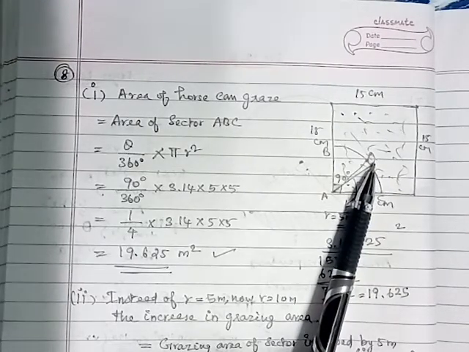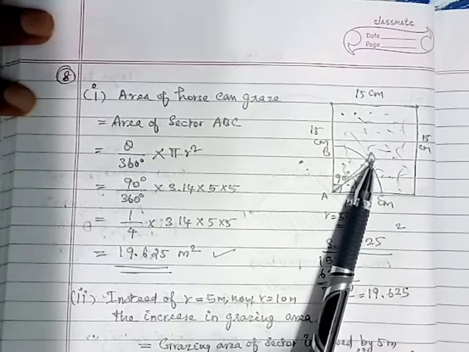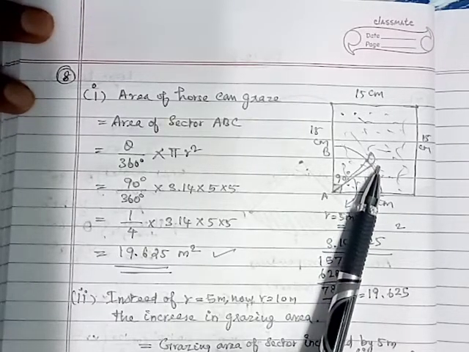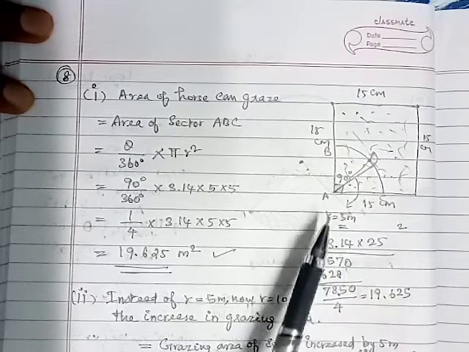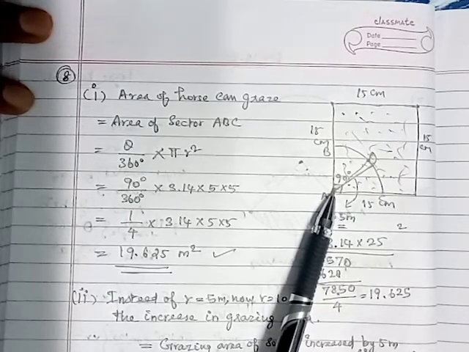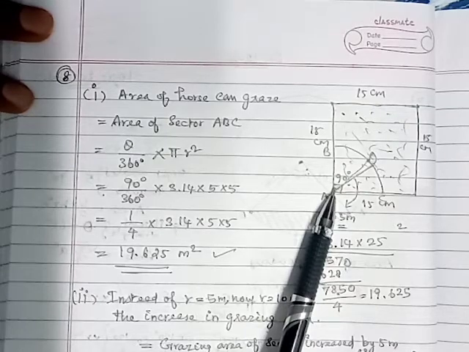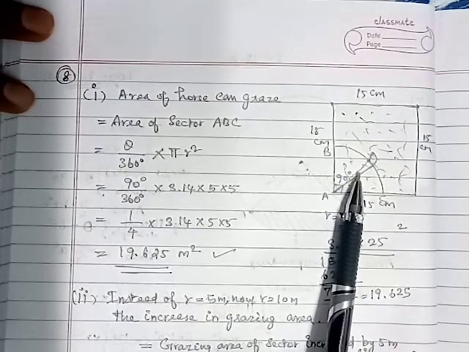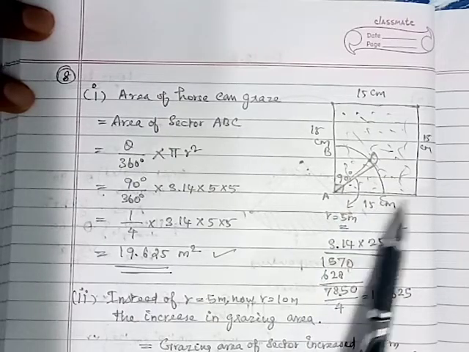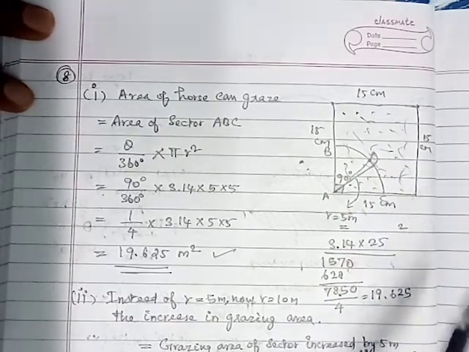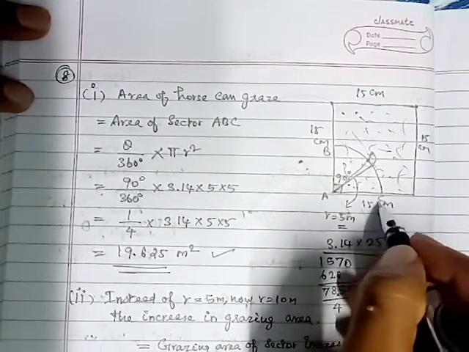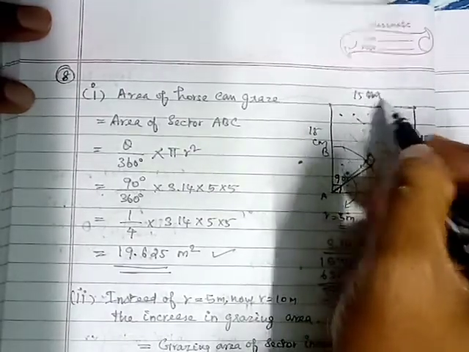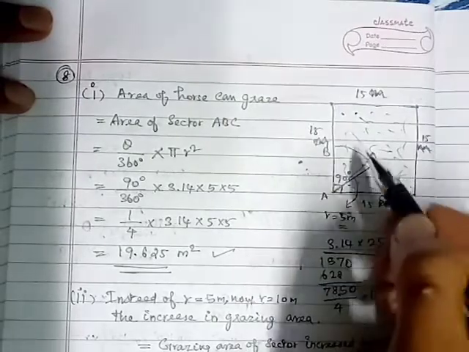Actually, I am very weak in drawing, that's why. So a horse is tied to a peg at one corner of a square, that is tied here. Okay, square shaped grass field of side 15 meter. Sorry, this is not centimeter, this is meter. 15 meter total, all sides are 15 meters, so this is a square.